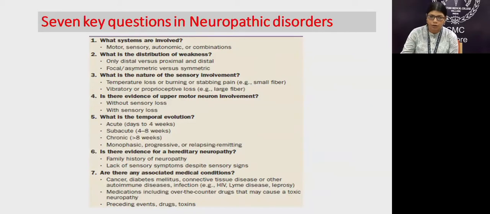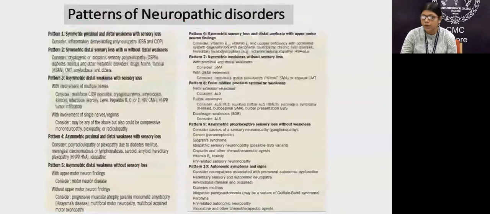So these 7 questions will help us to discern what is the pattern of the neuropathy we are dealing with, and help us to figure out the etiology, and hence we can go in an appropriate treatment direction. So based on these questions on history and examination, there are 10 patterns of neuropathic disorders which have been described.